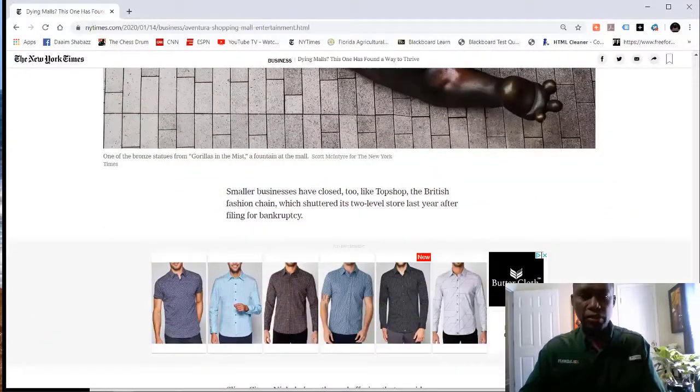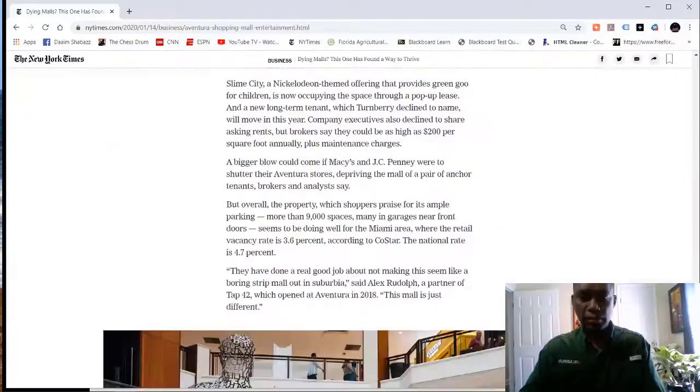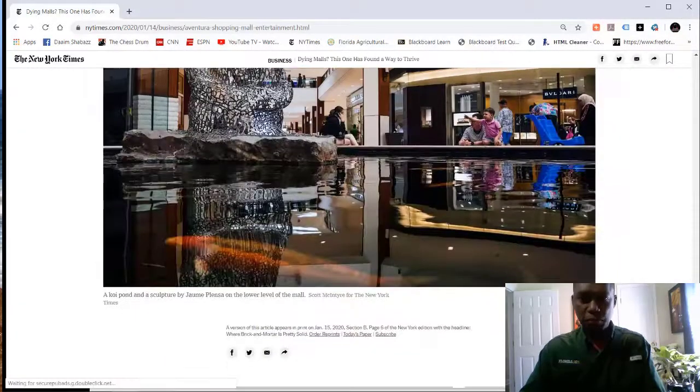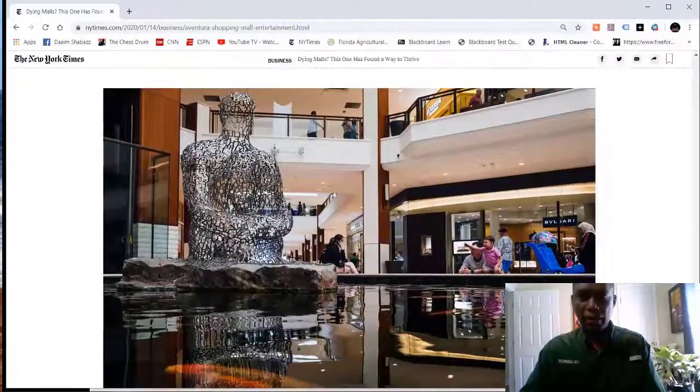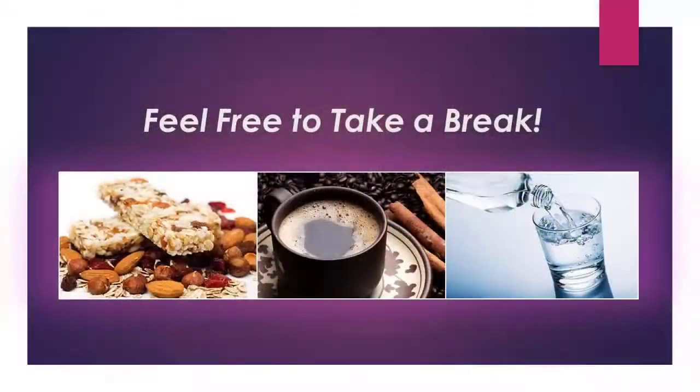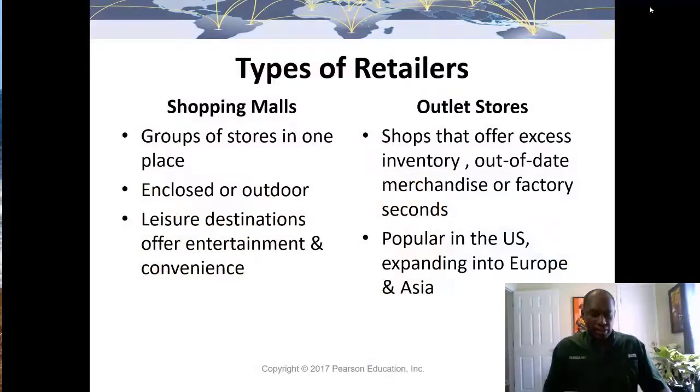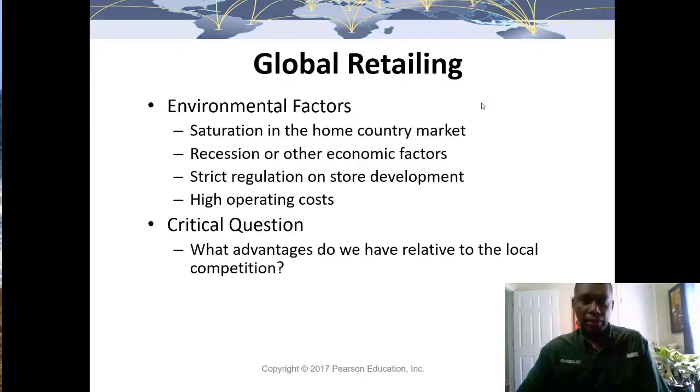There are more sculptures. Yet another sculpture. Okay, so that's the state of shopping malls today, and they're making a comeback, apparently.